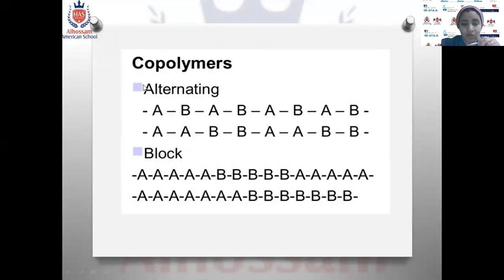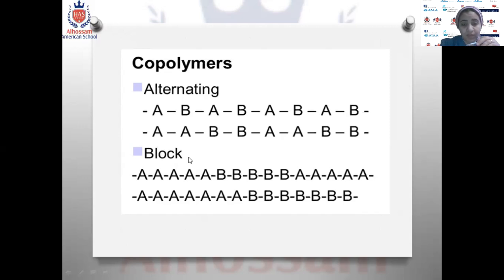Copolymers, okay? We have two kinds of copolymers, alternating and block. Alternating, for example, two kinds of monomers, A and B: A, B, A, B, A, B. Or, for example, AA, B, AA, B. This is called alternating. And copolymers contain more than one monomer. The copolymers may be alternating or block. Alternating like AB or AABB, okay?